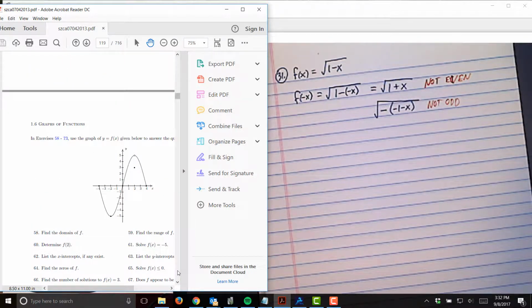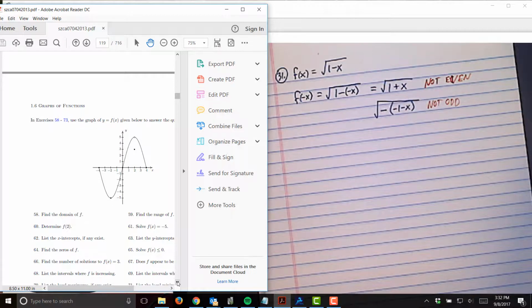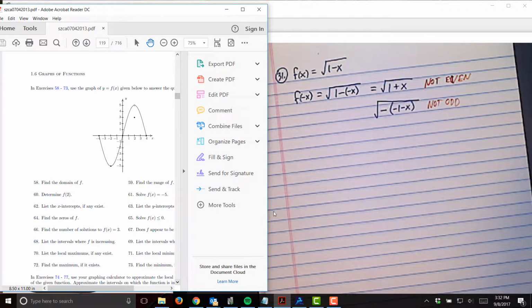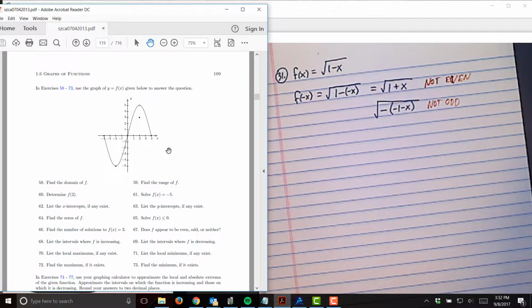Okay, I want to help you out if I can with this next section here, which is section 1.6. You've been working hard on some of the problems. I did a little video on even and odd. I'd like to work on exercises 58 to 73.